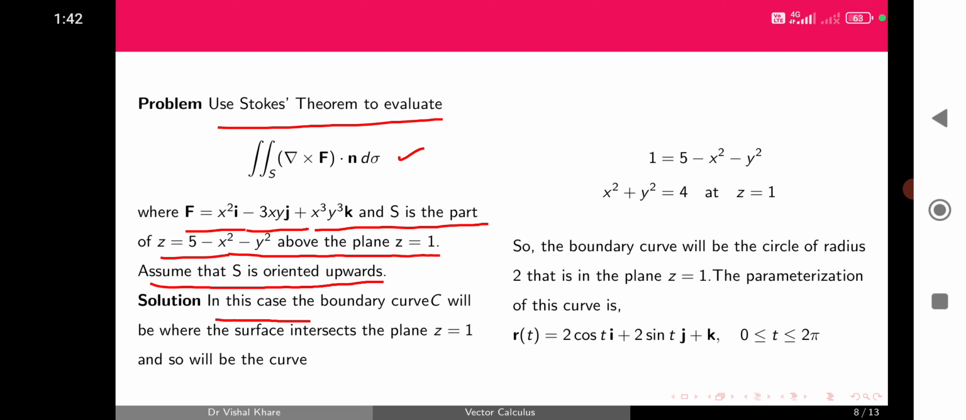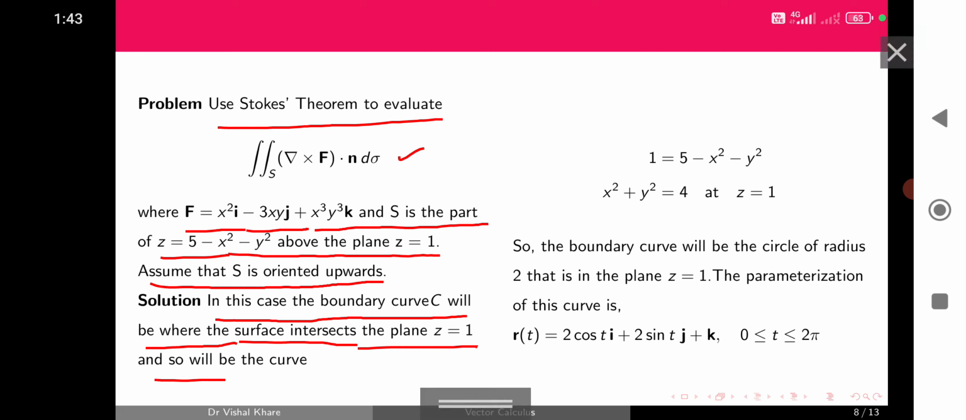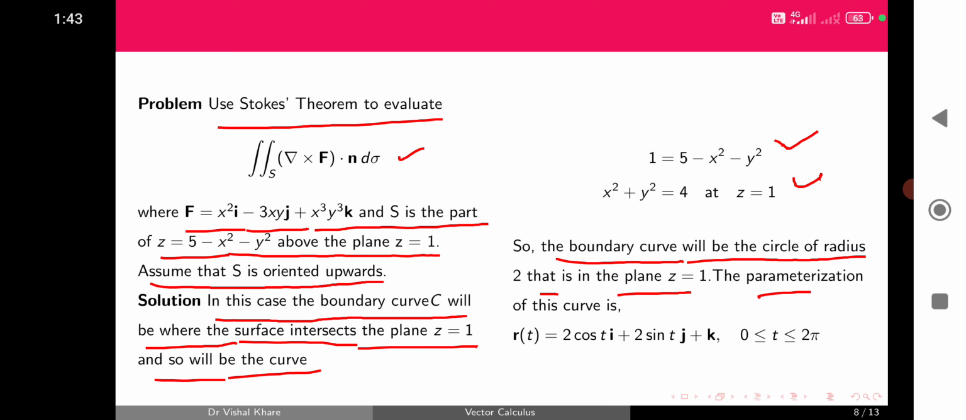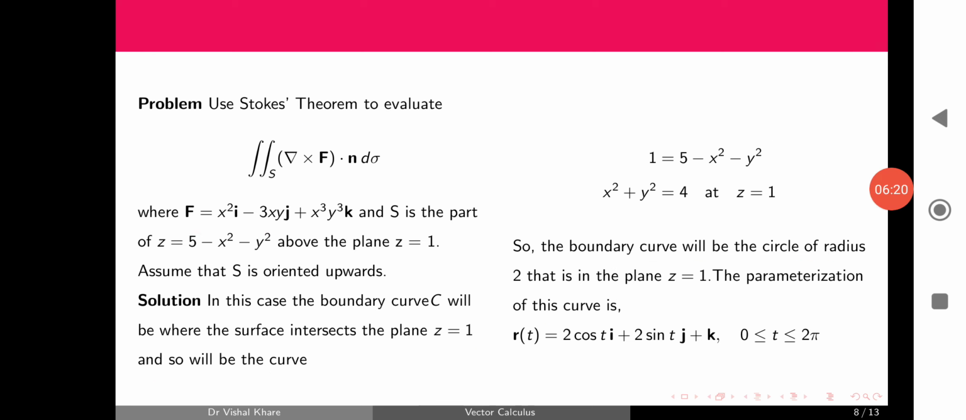So solution, in this case, the boundary curve C will be where the surface intersects the plane z equal to 1, and so will be the curve 1 equal to 5 minus x squared minus y squared, that is x squared plus y squared equal to 4 at z equal to 1. So the boundary curve will be the circle of radius 2 in the plane z equal to 1. The parameterization of the curve: vector r(t) is equal to 2 cos t i plus 2 sin t j plus k, where t lies between 0 and 2 pi.